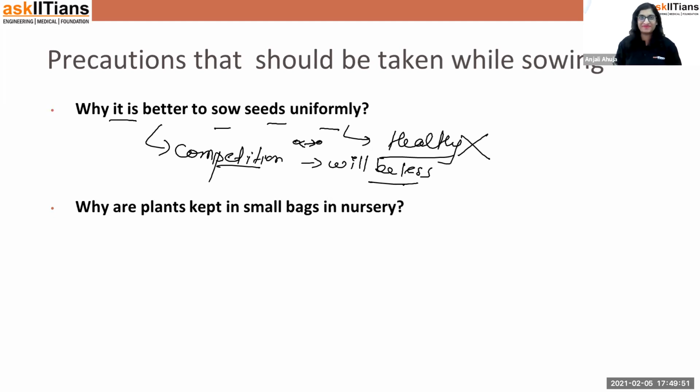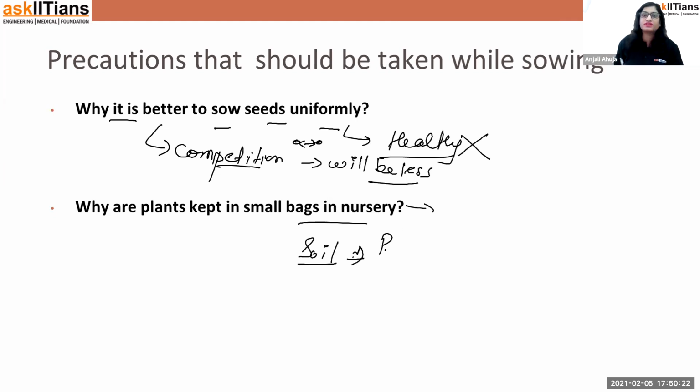Clear? Okay. So next is, why are plants kept in small bags in a nursery? Now guys, I know that you love gardening. You go to the nursery, you buy a plant, they give it in a bag. Reason being, the root is embedded in the soil. So they cut all the area where the root is embedded and then they cover it. Now, the soil we cover up so that it doesn't get dry.